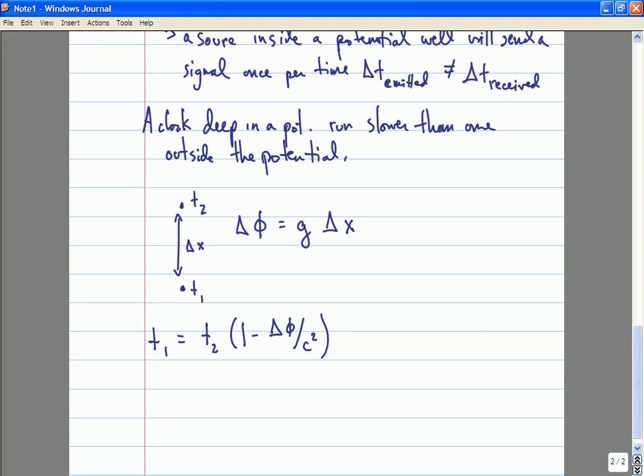Here, however, we just need to move the factor 1 minus delta phi over c squared onto the other side of the equation, because frequency goes like 1 over time. The frequency is the inverse of the time it takes between successive emissions of a signal.